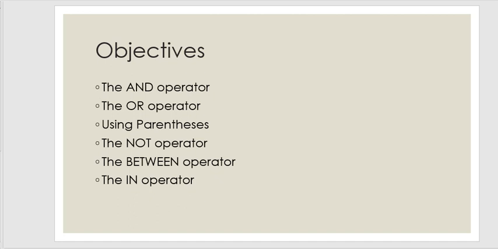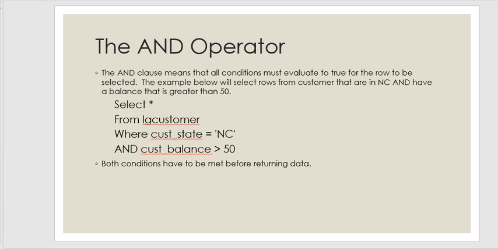First, we're going to start off with the AND operator. The AND clause means that all the conditions in your select statement must evaluate to true for any rows to be returned. In this example, we're going to select all from customer where the customer state is NC and the customer balance is greater than 50. So both of these conditions have to be met before it'll return data. And let's go look.